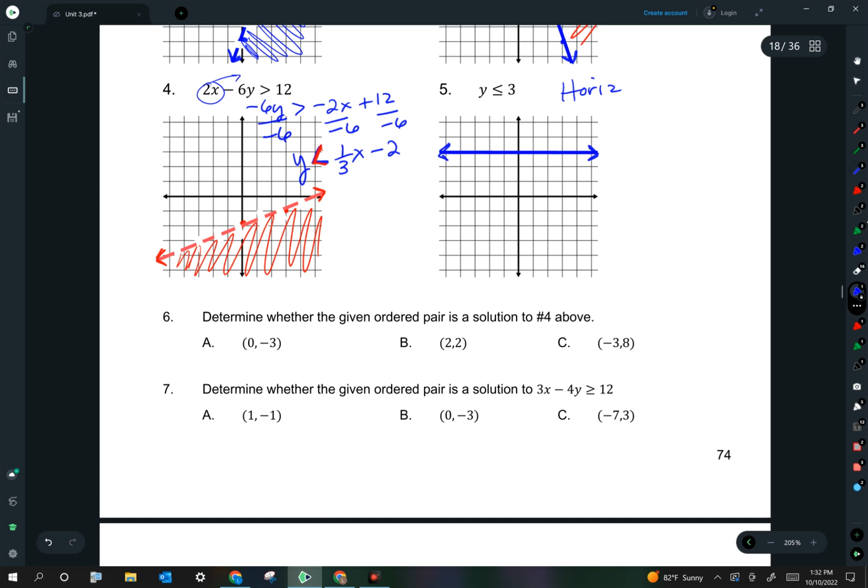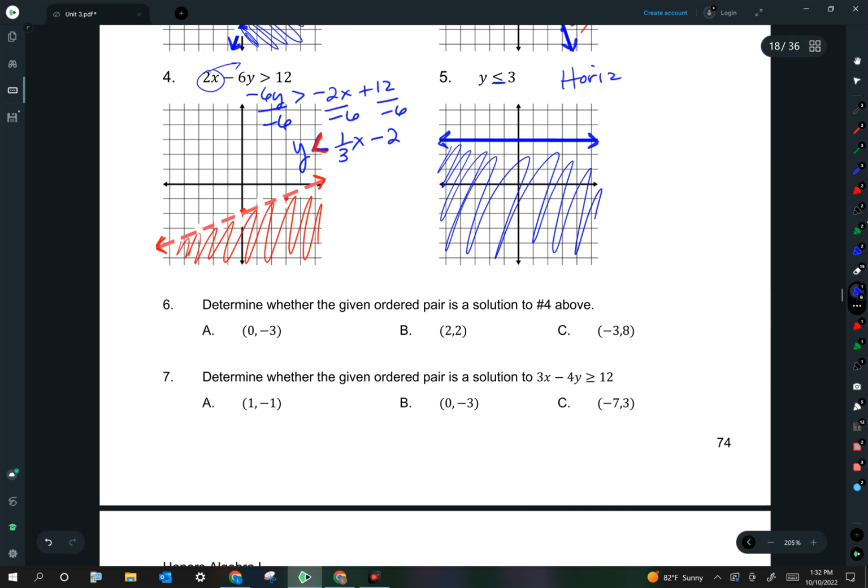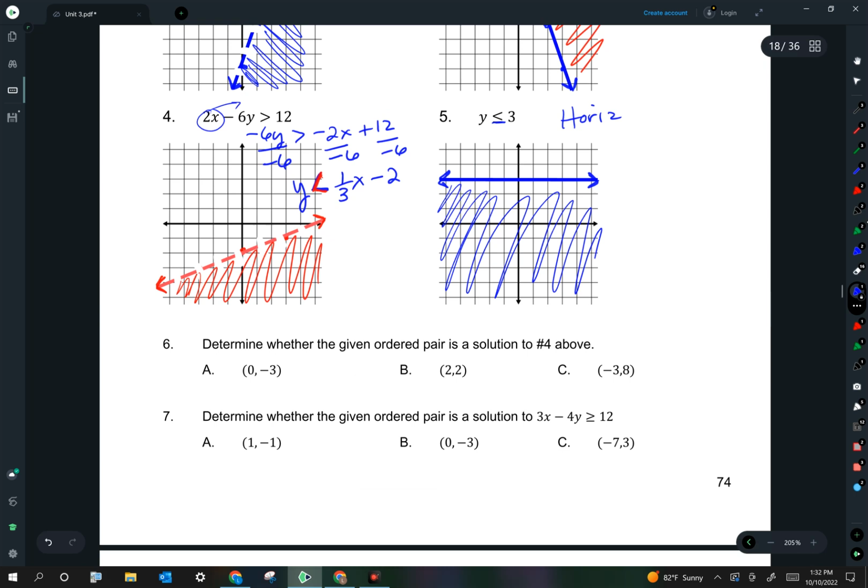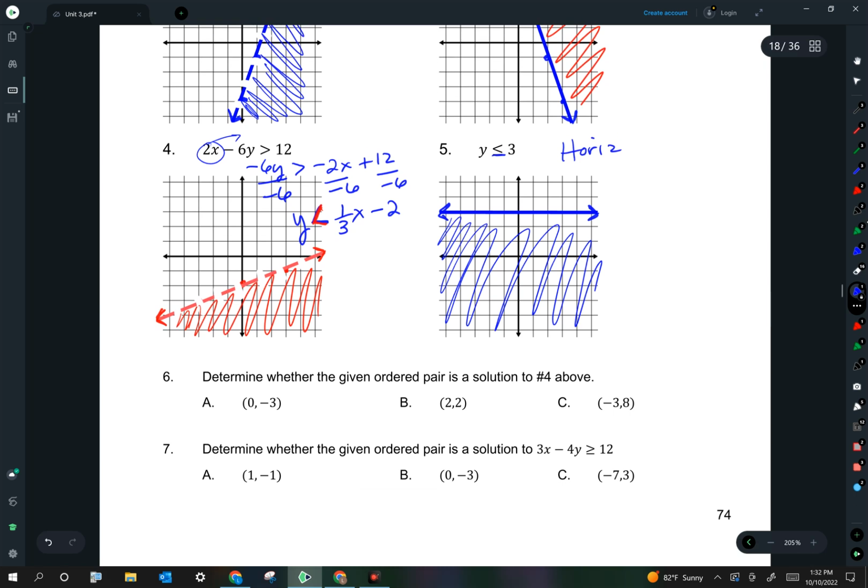Decide dashed or solid. In this case, because of the equal to, it's a solid line. And then remember, less than means below, so I'm going to shade everything below this line. So I'm shading all of this. Okay? And then finally it says determine whether the given ordered pair is a solution to number 4.